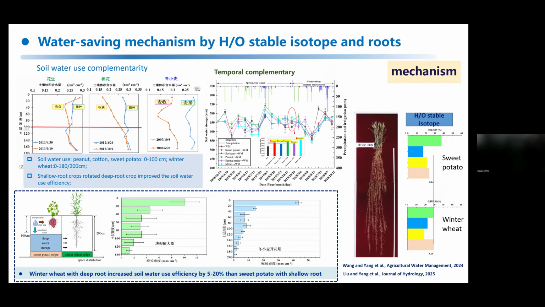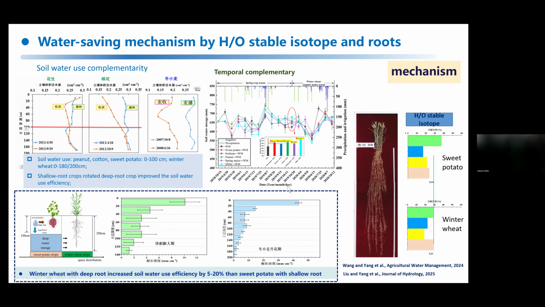We used stable isotopes to quantify how much water each crop's root absorbs from the soil. Based on the long-term field experiment, we found that shallow root crops like peanut, cotton, and sweet potato can only use water from 0 to 80 centimeters. But as this picture shows, winter wheat has a very deep root, especially in dry land. It can reach water at 2 meters.